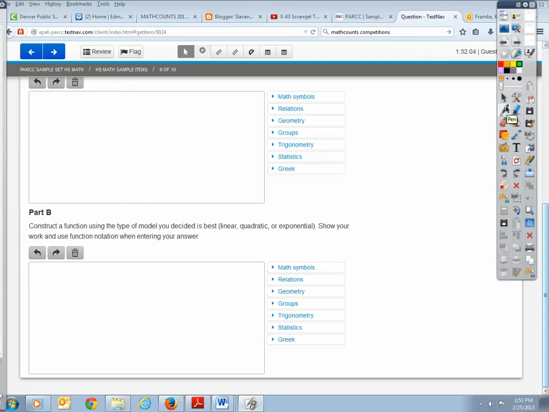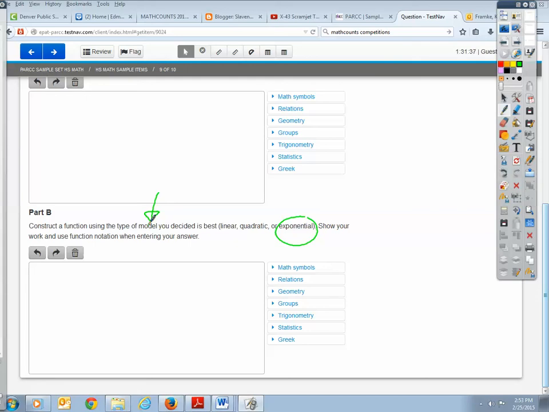All right. Construct a function using the type of model you described as the best fit. So we need to have an exponential model. And when it says model, you have 3 options. You can make a graph. We already have a graph. You can make a table, but we already have a table. So really, we're stuck making an equation.